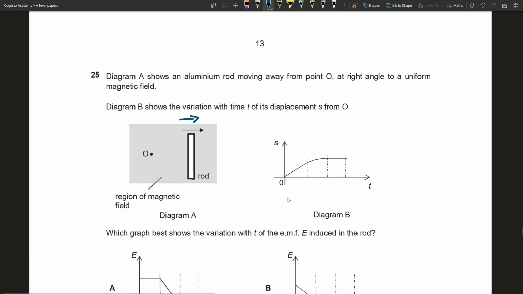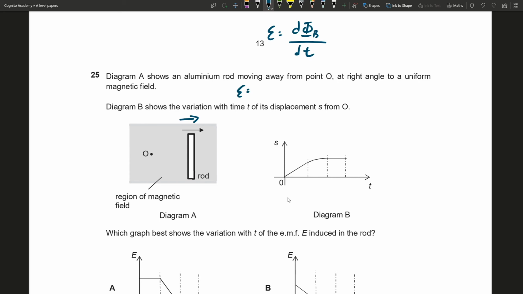So one thing we have to remember is that by Faraday's law, actually the more general form of Faraday's law is that our induced EMF is equal to the rate of change of magnetic flux linkage with respect to time. But in our case, we have a moving rod. So more specifically, this formula will be more pertinent to our question right here.